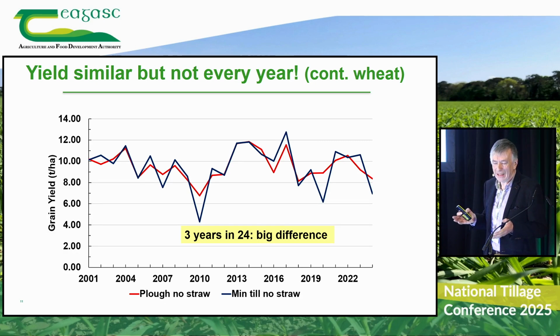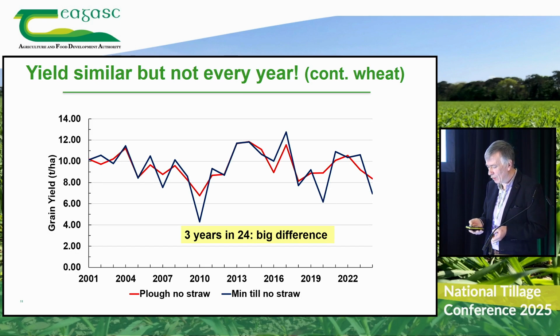And the red line that you're looking at there is a plough-based system, right? And this is continuous winter wheat. The blue line is min till. For most years, they track one another quite well, similar yields. But in three seasons and maybe in a fourth season, the min till is significantly below the plough. And those are the wetter autumns, right?